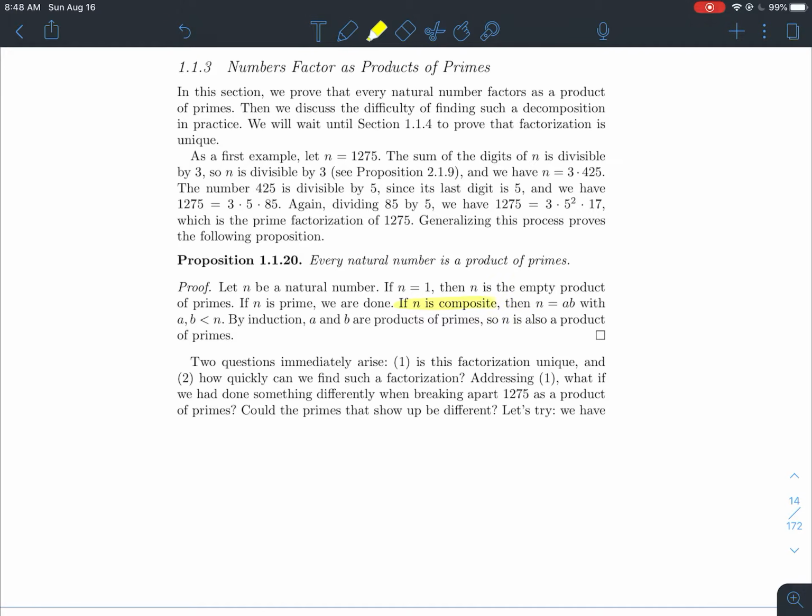If n is composite, then we can factor n as a times b, where a and b are both smaller than n. Then we'll apply our inductive hypothesis, that numbers smaller than n should be able to factor into a product of primes. So we can conclude that both of these factor as a product of primes. Therefore, n will factor as a product of primes too. That's a quick induction without a lot of the details we may be used to, but I hope you see the idea and how it all works.